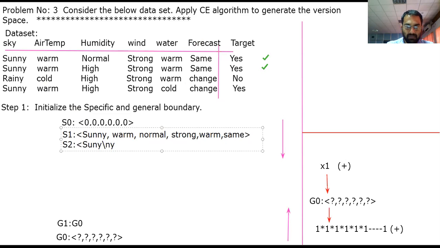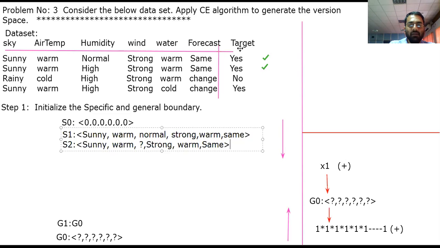Next, Warm into Warm is Warm. Next, we have High here, and Normal there. So there is a mismatch in the attribute values, correct? Normal and High. Since there is a mismatch in the attribute values, we have to generalize it by making it a question mark. Next, Warm, and the last one is the same as it is.